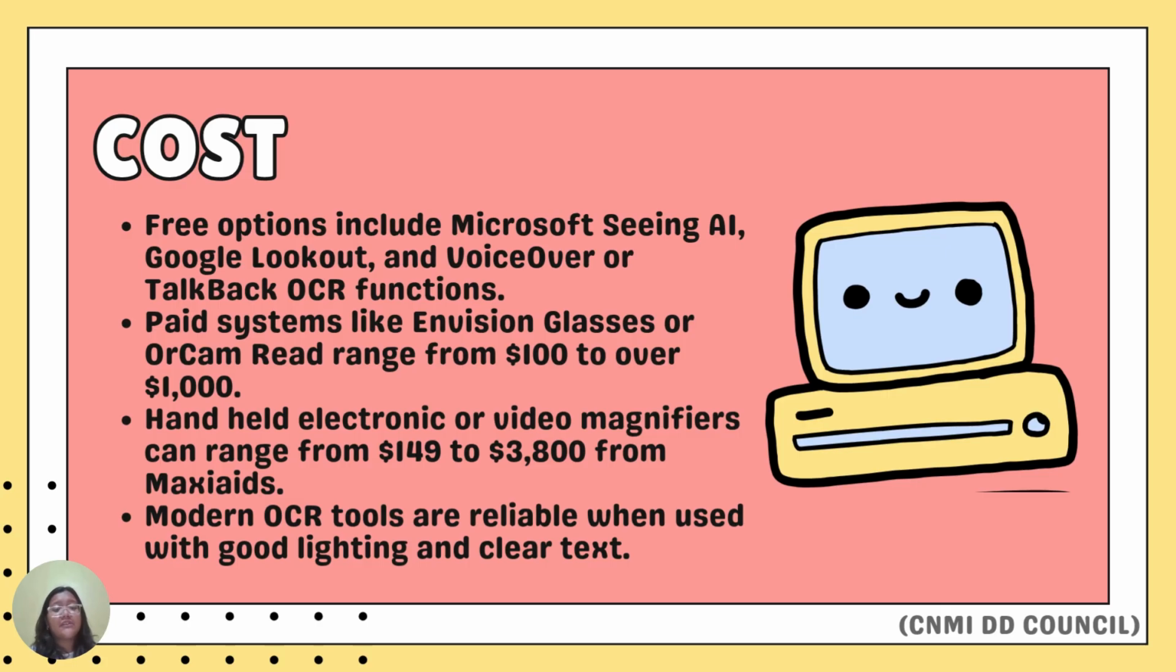There are free options including Microsoft Seeing AI, Google Lookout, and VoiceOver or TalkBack OCR functions. There are paid systems like Envision Glasses or OrCam Read, ranging from $100 to over $1,000. And there are also handheld electronic or video magnifiers that can range from $149 to $3,800 from MaxiAids. And there are also modern OCR tools that are reliable when used with good lighting and clear text.